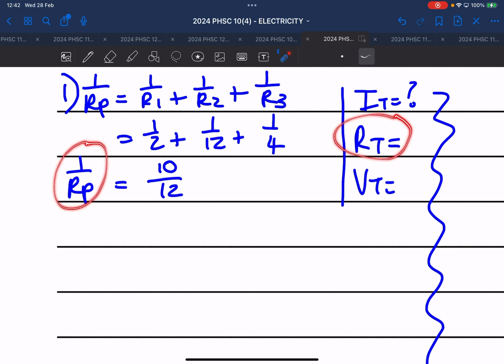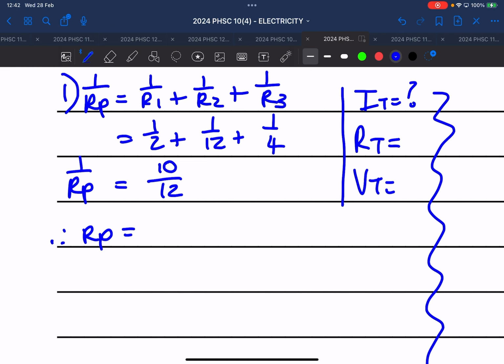It's not the same. We want R total. We want the R to be at the top there. We don't want 1 over R. So we are going to flip them around. But what we do on the one side, we must do on the other side. So we have R parallel is 12 divided by 10. So we flip them both.